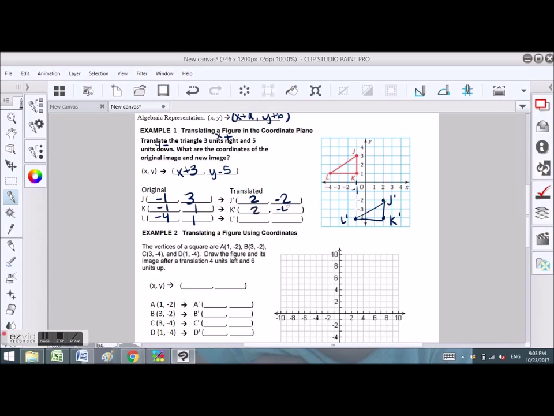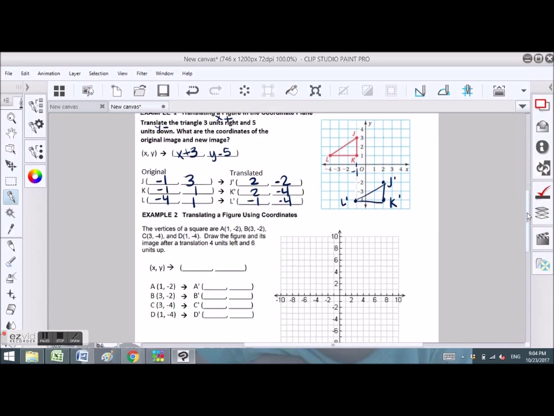And L, we have negative 1, negative 4. So if you'll notice, on each of these points, the algebraic representation is what's changed it from the original to the translated. So our original J was negative 1, 3. So negative 1 plus 3 is 2. And 3 minus 5 is negative 2. So that's just what the algebraic representation is telling us, exactly where we moved each point and each value.